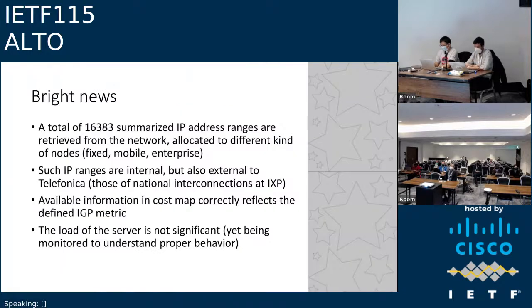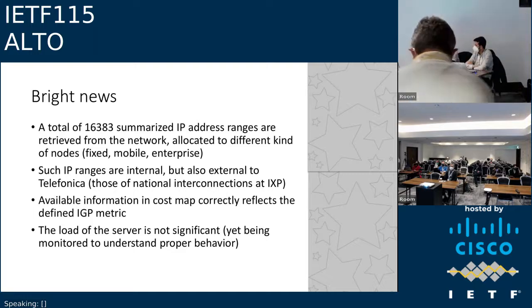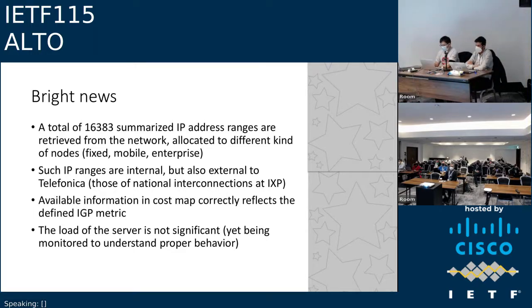Next, please. So, good news about the deployment. We connected the ALTO server with the BGP speaker to the route reflectors, and we started to retrieve a number of summarized IP address ranges, more than 16,000 of them. These ranges correspond to different kinds of users: fixed users, mobile users, and enterprise users. This is good because we can then start differentiating the kind of flows that we can deliver from the CDN to the different users, according to the type of user that is requesting the content. Those IP ranges are both internal and external.